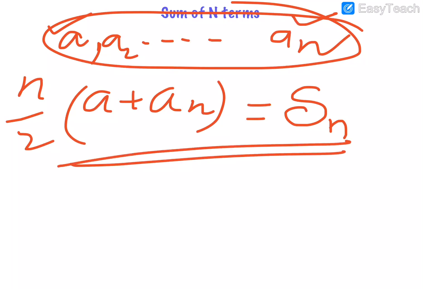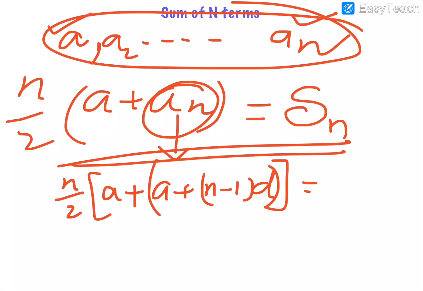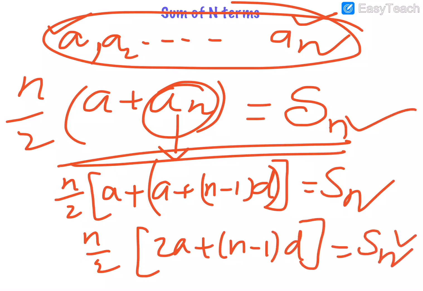In this, do we remember any formula that we learned in the previous exercise? Yes, the formula for the nth term. How do we find it? Sn is n by 2 into a plus an, and instead of an we write the formula for the nth term we learned in exercise 1, a plus n minus 1 into d. Now the formula becomes n by 2 into 2a plus n minus 1 into d. These are the two formulas we are going to use in this exercise quite often, in fact in almost all the sums.